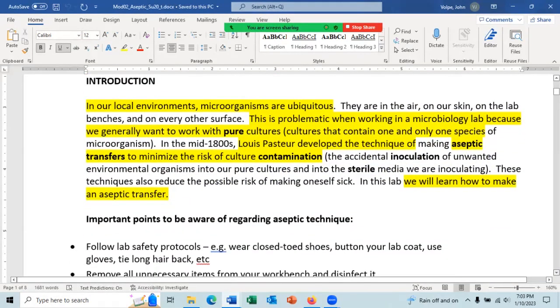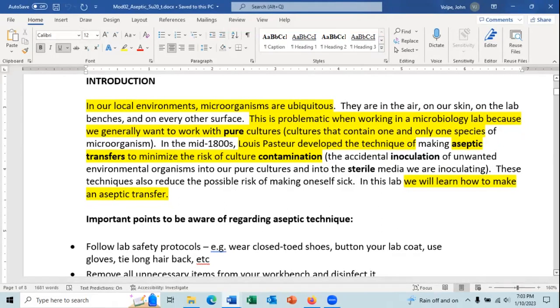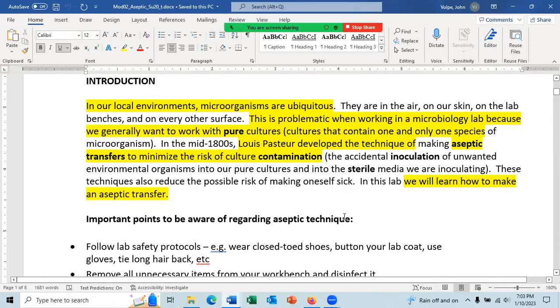In our local environment, microorganisms are ubiquitous. This is a problem when working in a microbiology lab because we generally want to work with pure cultures, cultures that contain only one species of organism. Louis Pasteur developed the technique of using aseptic transfers to minimize the risk of culture contamination.